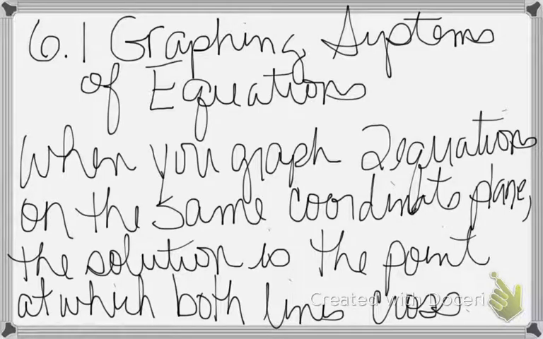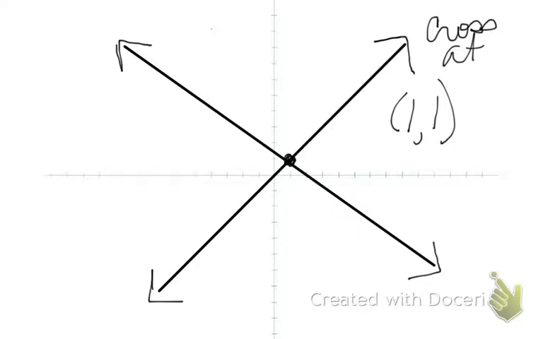Today's lesson is section 6.1, Graphing Systems of Equations. Systems of equations means graphing two equations that have two variables. When you graph two equations on the same coordinate plane, the solution is the point at which both lines cross. Here is an example of two lines crossing at the point 1, 1. So the solution to these two equations crossing is the point 1, 1.